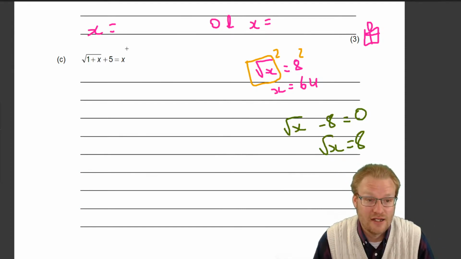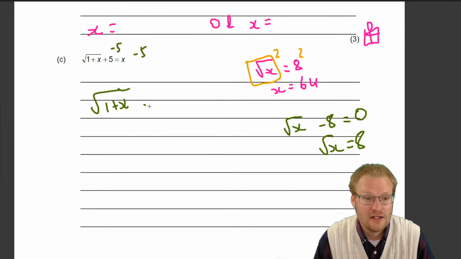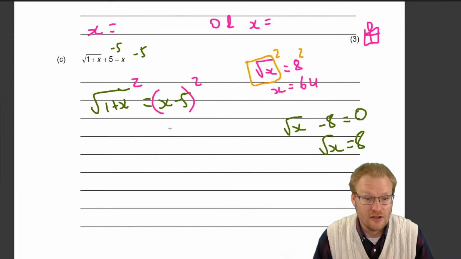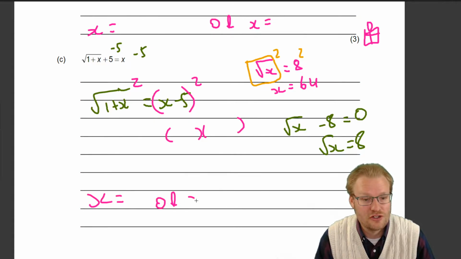So same idea here. Subtract 5, so that you've just got the square root on one side equals x minus 5, and then you're going to square, be careful, brackets, and then we've generally been writing this out as x minus 5, so you can get a whole lot of stuff. You will get 2 solutions.